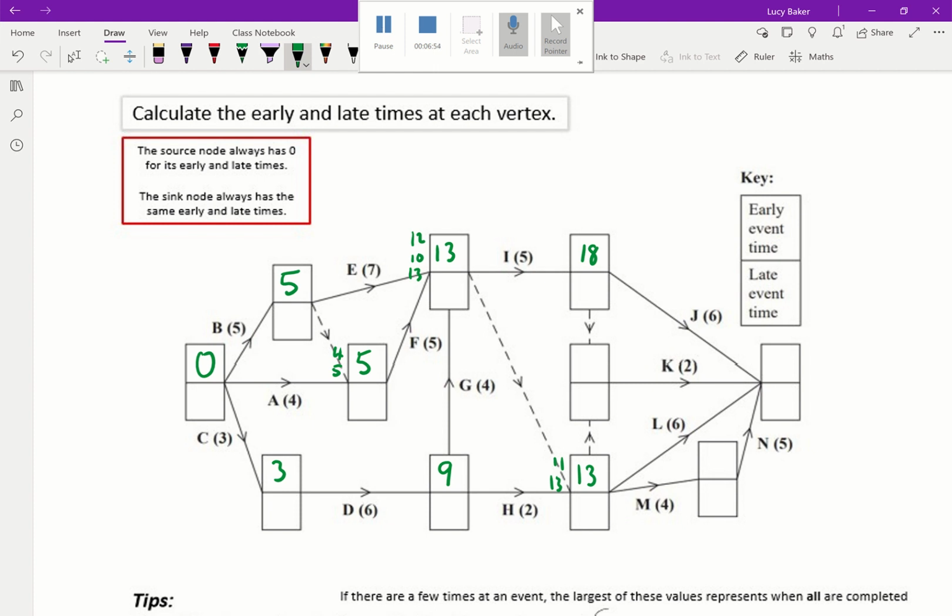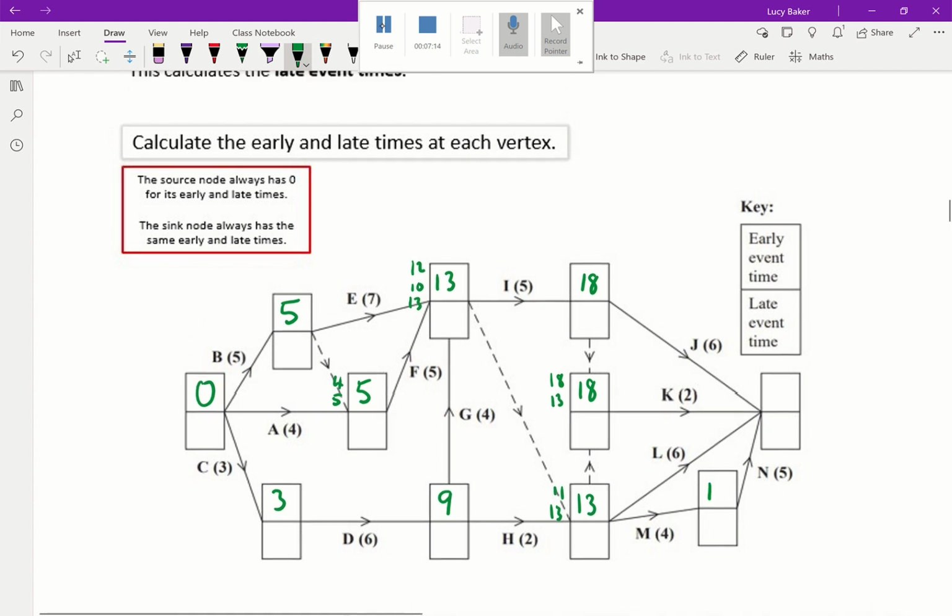Okay, so this box over here, we can get there in 18, coming down from the event at the top, or in 13, coming from the event at the bottom. So it's going to be 18. Going to this event over here, there's only one way I can get there, 13 plus 4. So in 17, I can get there.